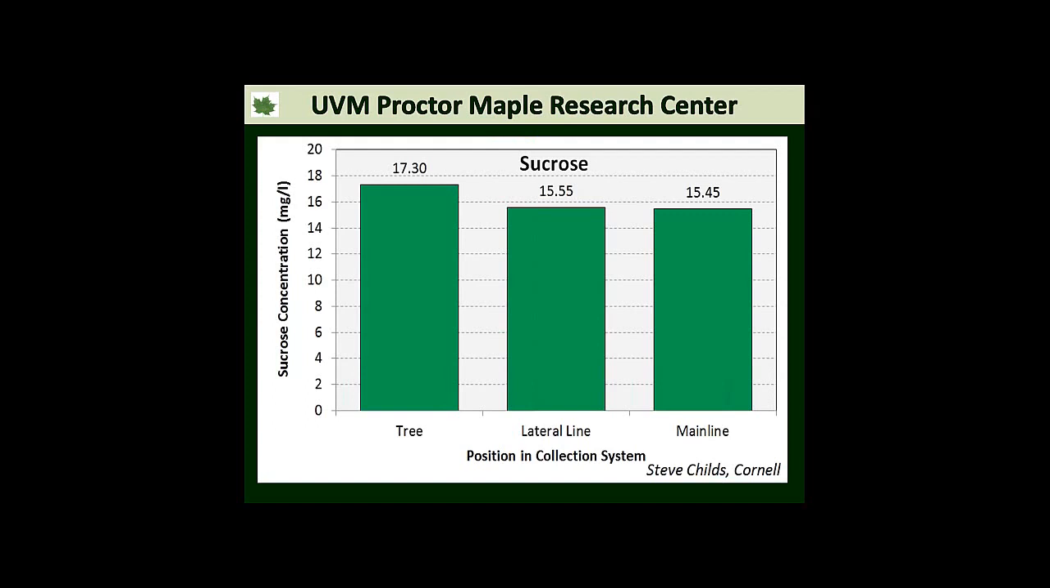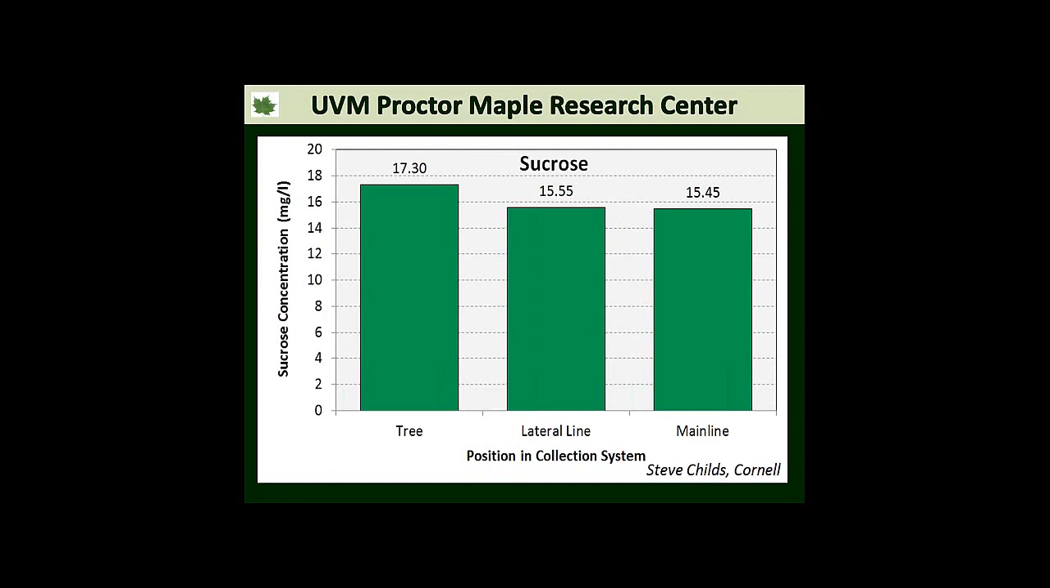Well, it turns out Steve Childs at Cornell did some work where he looked at fermentation. So he was looking at the sucrose level at different portions. Coming out of the tree, you had this much sucrose, but once it hit the lateral line, it had gone through the spout and the drop line, it had dropped down to only about 15.55 from 17.3. Not much of a change, but we already know it doesn't take much of a change for browning to occur. And then once you hit the main line, it dropped down a little bit more, but most of the fermentation in the whole system was happening from once it came out of the tree to the time it got into the lateral line.